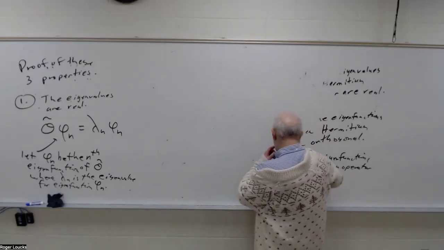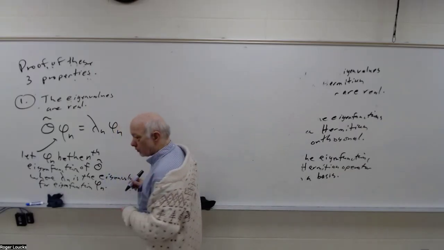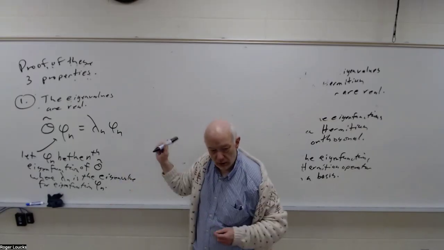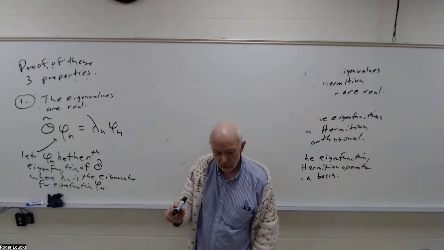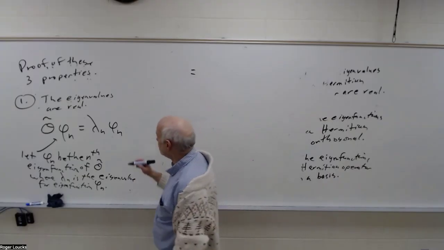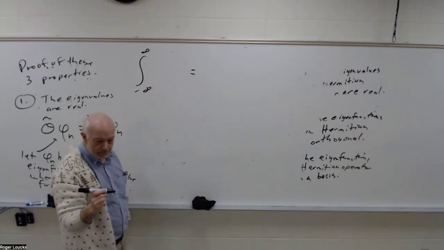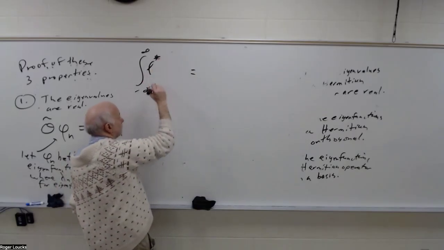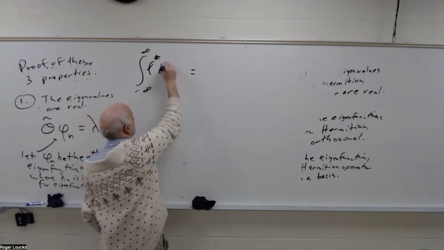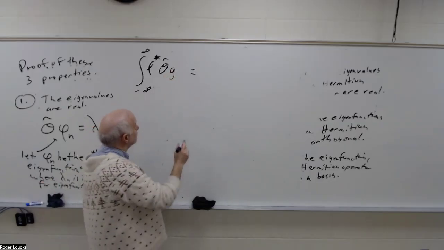So let's do the proof. The proof is quick. What we're going to do is recall the definition of Hermitian. I deliberately erased it, so try to remember it without looking at your notes. I'll give you a hint: there's an equal sign. We have the integral over all space of f star, where f is an arbitrary function, and the operator then acts on g, where g is an arbitrary function, dx.